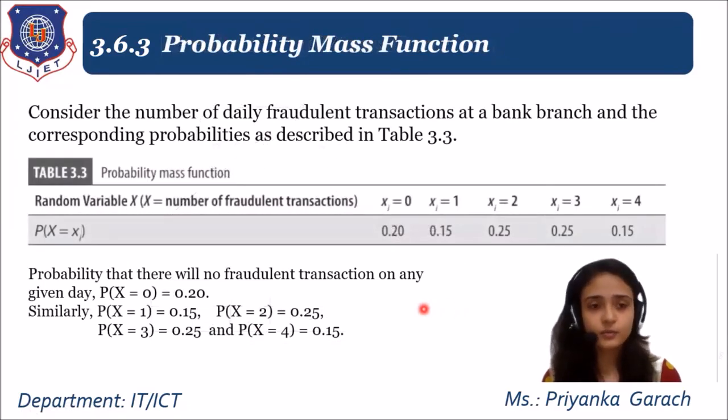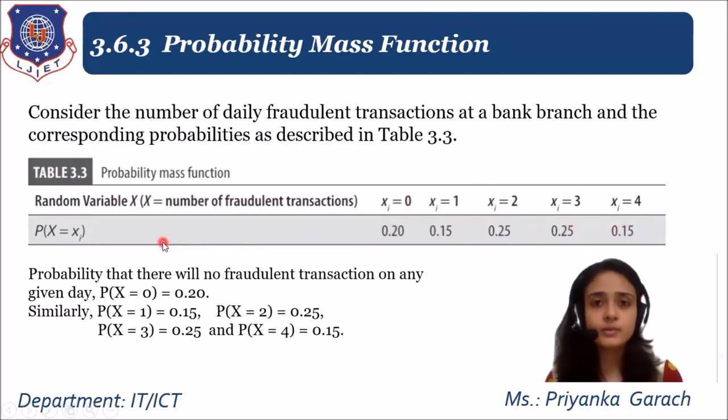Now let's understand with an example. Consider the number of daily fraudulent transactions at a bank branch. This table is given. The random variable x represents the number of fraudulent transactions. The value of xi is first 0, which means there are no fraudulent transactions. Then one fraudulent transaction, two fraudulent transactions, three fraudulent transactions, and four fraudulent transactions. And the probabilities corresponding to these are given below.